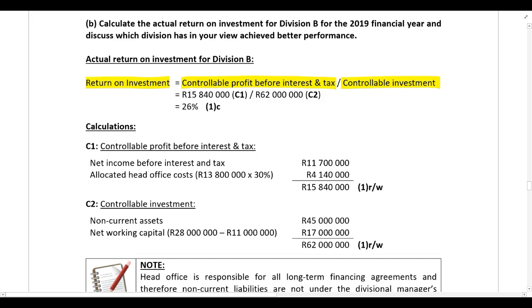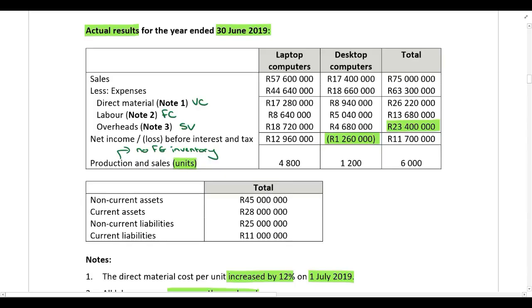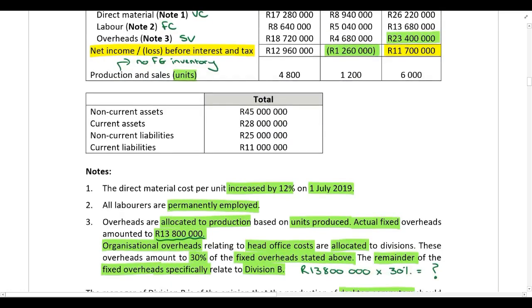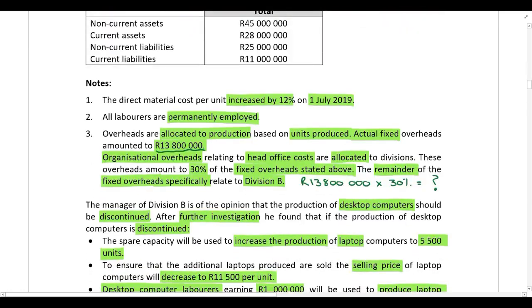So first we need to calculate controllable profit before interest and tax. Now, if you go back to the information provided, you've been given the net income before interest and tax. It's 11.7 million. However, we do know, based on the information provided in Note 3, organizational overheads relating to head office costs are allocated to the divisions. Now, obviously, any allocated cost will not be under the control of the divisional manager. So this cost needs to be eliminated. And once this cost is eliminated, we'll then have controllable profit before interest and tax.